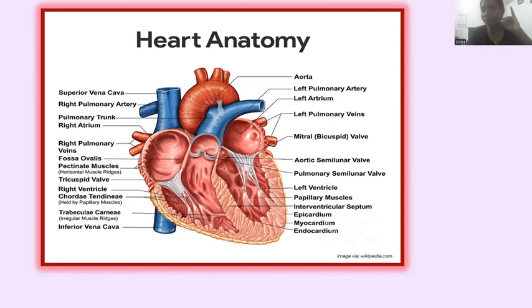Okay, the outer layer is the parietal pericardium and the inner is the visceral. There is a space, and that space is occupied with a serous fluid. Remember that in a simple way. Next to that is the myocardium.